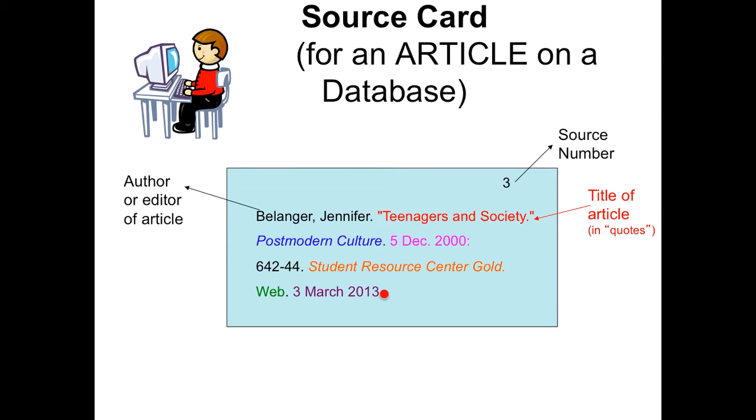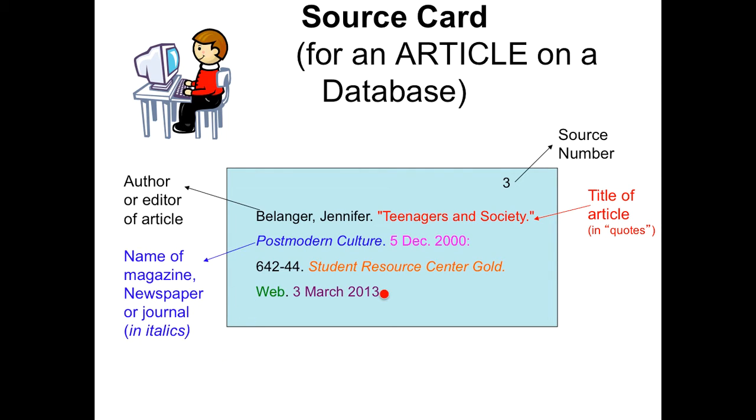Then the next thing that we're going to put, in quotes, is the title of the article. This is the only title that gets formatted in quotes. All other titles besides article titles get written in italics. The title of an article, it doesn't matter if it's an article on a database, an article on a website, or an article in a newspaper, it always goes in quotes.